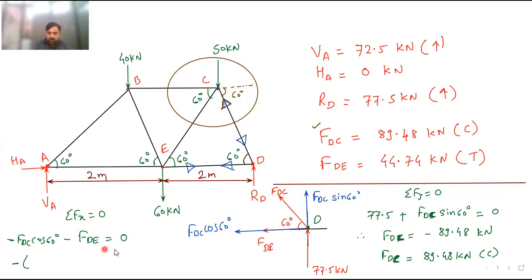Okay. And if you don't want to do it that way, there is another method: as soon as you learn that FDC is 89.48 kilonewton and it is compressive, immediately after that you should change this direction. Immediately you should show this direction, then the direction of the components will also get changed and automatically you will get the same result. So we will do it both ways now.